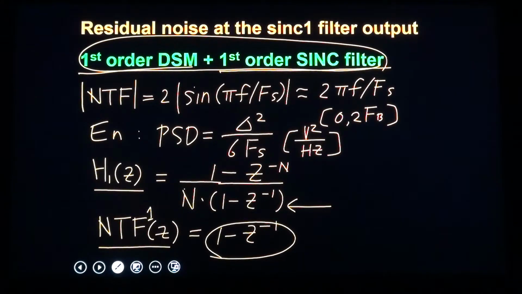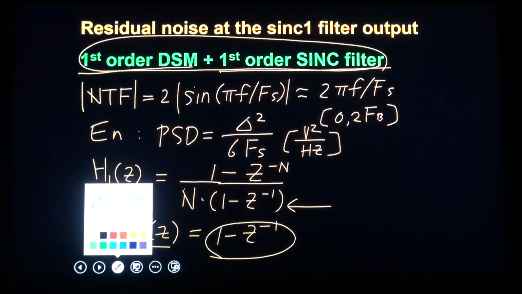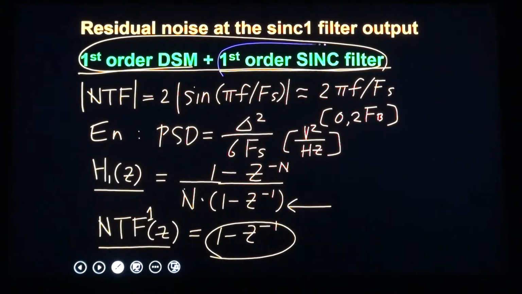If I use a first order sinc filter as the decimation filter, what happens? I don't have any half band filters, so this first order sinc filter performs the entire operation of the decimation filter. So the downsampling ratio n of this sinc filter must be the same as OSR, the oversampling ratio.